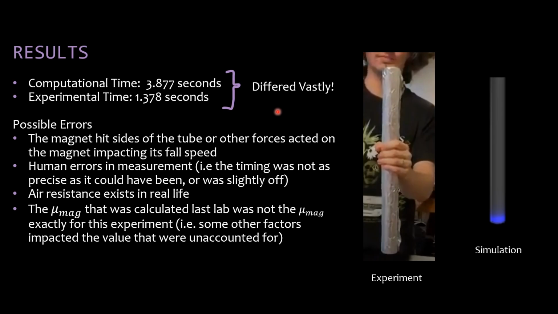And also the magnetic dipole moment calculated last lab could have not been the exact magnetic dipole moment for this lab, as we think we used the same magnet and all the magnets should be pretty similar, but there could have been some inconsistencies that we did not account for. Also, I did get vastly different values for my experimental and my computational data for the magnetic dipole moment last lab, so that could also impact this lab too.